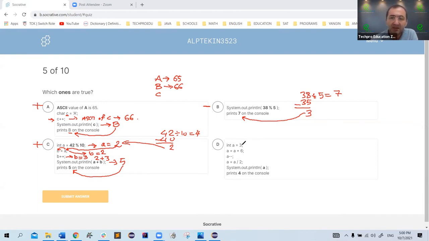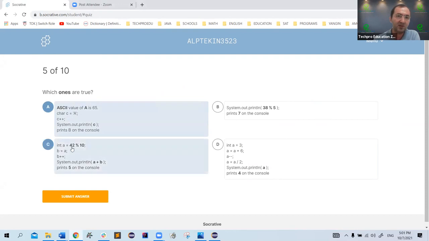Now D, integer A is 3. Then A is A plus 6. We have increment here. The old value of A is 3 plus 6, so the new value will be 9. Then we have decrement. We decrease the value of A by 1. From this line, we get A is 8. Then we divide A by 2. So it was 8 divided by 2. So the last value of A will be 4. If we print it on the console, what will we see? 4. So for D, this is true. So which ones are true? Except B, the others are true. A is true, C is true, D is true.